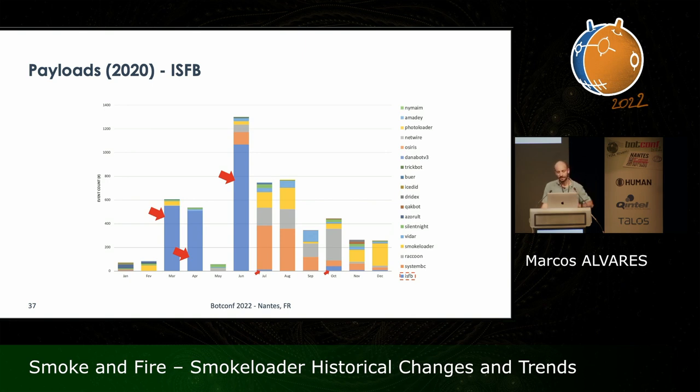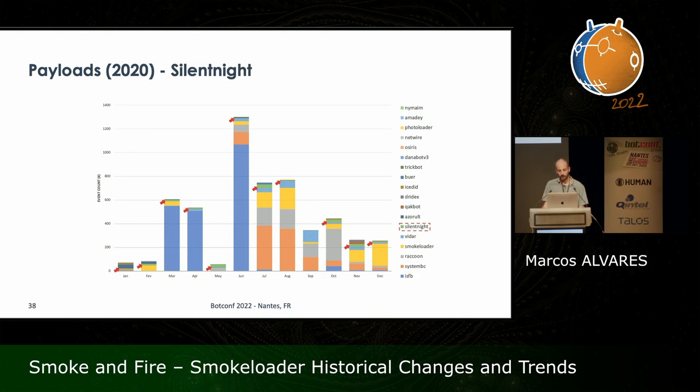mainly targeting Australia and Japan, and these campaigns were using the geofencing capabilities of Smokeloader to narrow down who would receive the final payload, in this case ISFB. And the interesting thing is that the same campaign was also delivering Silent Night. So we could see these two big families sharing distribution infrastructure. This was cool to observe.